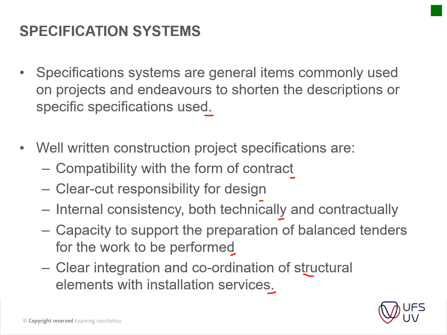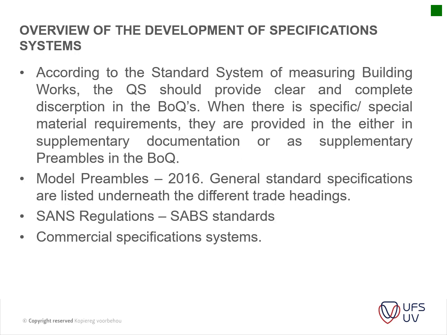Okay, then we get to the overview of development and specification systems in South Africa. So in South Africa we've got our standard system of measurement, building works, and it specifies that the QS should provide clear descriptions in the BOQ. When specific special materials are required, they are provided in either the supplementary documentation or as supplementary preambles or in the description of the actual bill of quantities.